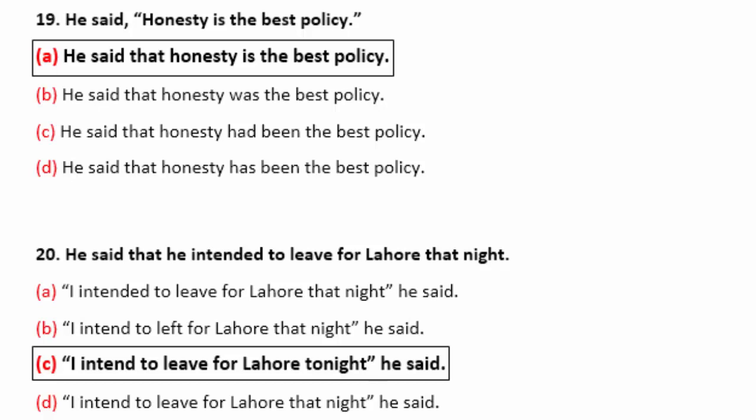Sentence number 20. He said that he intended to leave for Lahore that night. This is an indirect sentence given in the question, and you have to choose the correct direct option out of A, B, C or D. So option number C is the correct option. I intend to leave for Lahore tonight, he said. So you can see the reversal of tense from he intended, past simple, to present simple, I intend. The reversal of he into I. The reversal of that night into tonight.